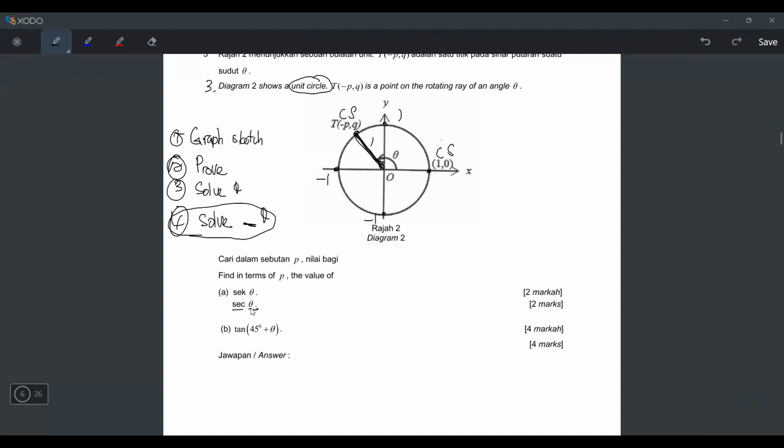They never ask you to find theta. So you don't have to press shift sine, shift cos, shift tangent, all those. Because only question type 3 requires that. For this one, they want you to keep the trigo in front. So it's definitely the fourth type of question.